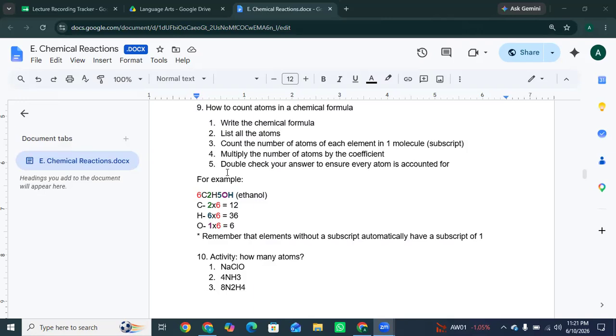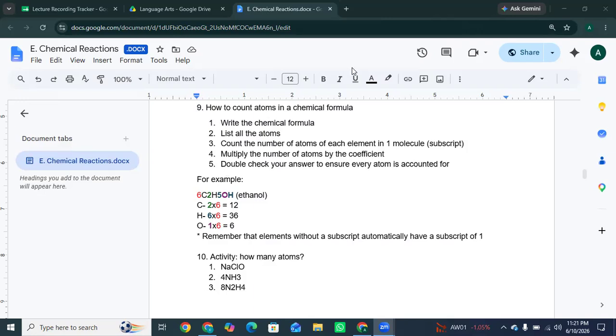So basically, find the element, like look at the capital letters to see which elements are in the formula. Okay, the next step is to check the subscript. Subscript means small numbers. This tells you how many of that atom are in one molecule. If there is no number, it means one. Okay, and multiply by the coefficients, which are the big front numbers. If there is a big number at the very front, multiply every atom count by that number.